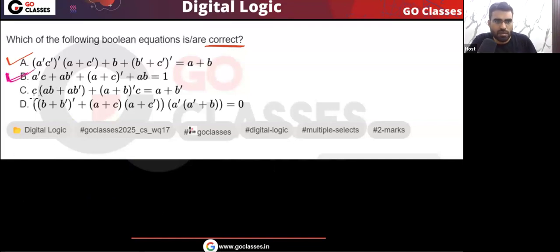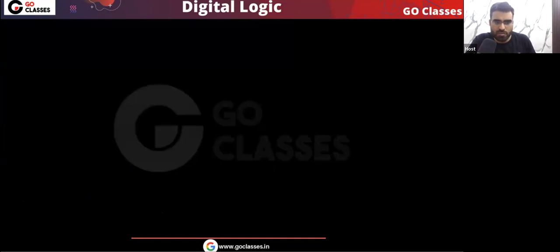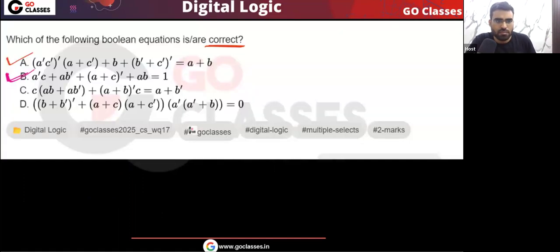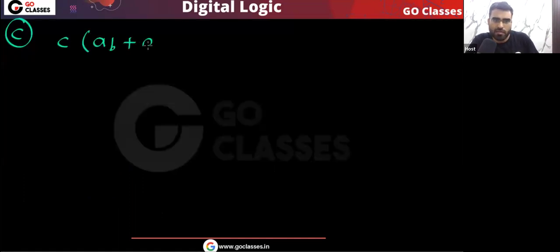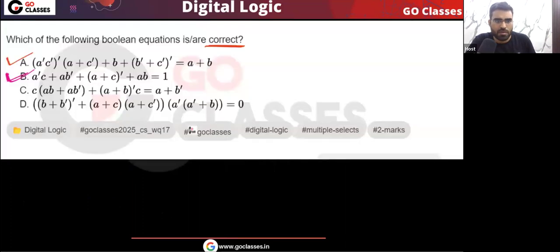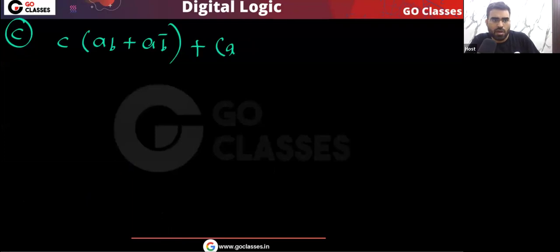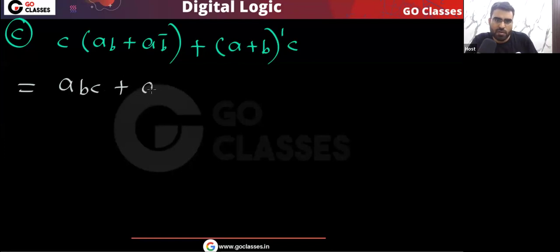What about the next option? Let's see option number C. What is option number C? That is C, AB or AB bar or A or B, whole bar C. Okay, so let's simplify this. Again, what you will get? You will get ABC or AB bar C, or you can apply the De Morgan law here. So what you will get? You will get A bar B bar C. This is what you will get.